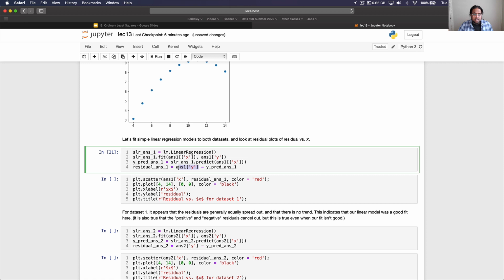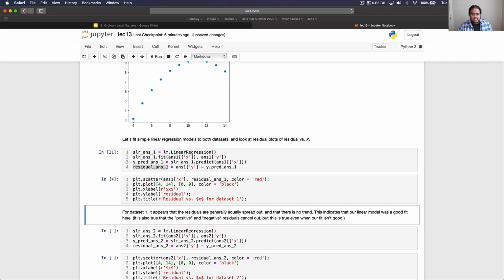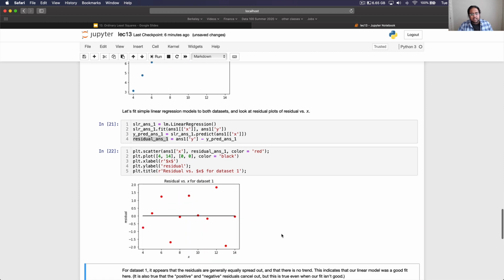I have my true y's, I have my predicted y's, and I have my residuals. Since we're looking at the simple linear regression case, I will take a look at residuals on the y-axis and my x values on the x-axis. And doing that yields something like this. And so we can see that there's no clear pattern in this residual plot.